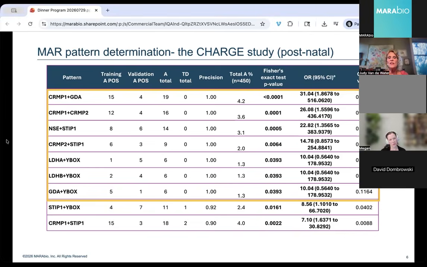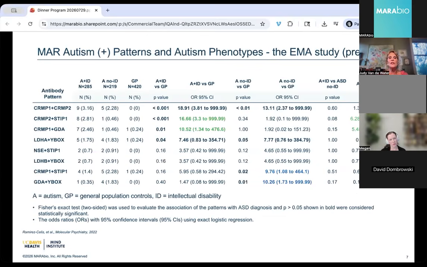Next. So this is a postnatal study, and we went on to check these patterns in a prenatal sample population. So these are second trimester samples we took from the early markers of autism study. We tested those same patterns that we found in the CHARGE sample that I just showed you, and we tested them to see if they were predictive, if they were present during pregnancy, and they, thank goodness, were.